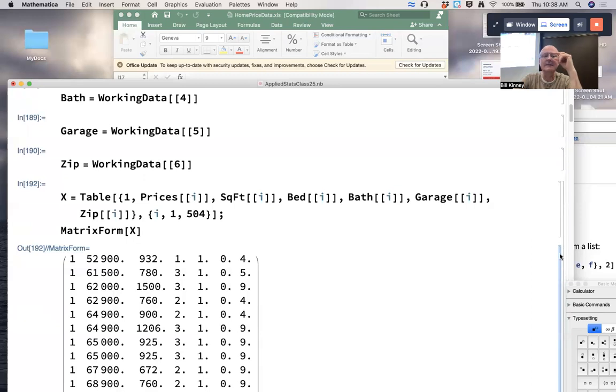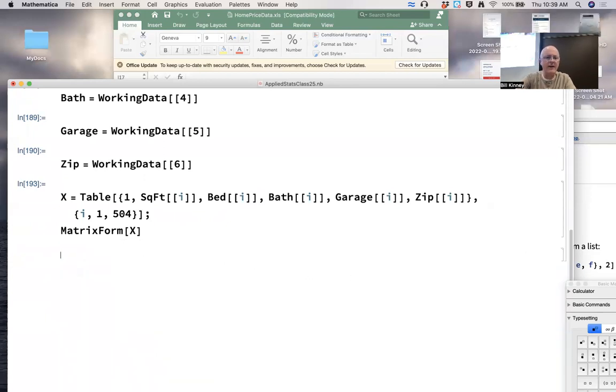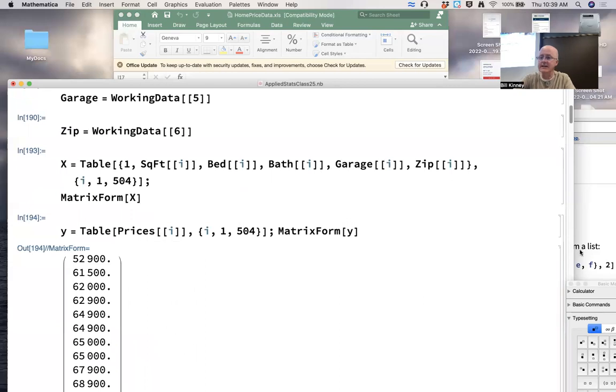That looks like capital X, right? Ones in the first column, the values of the first variable, square footage, in the second, the values of, no, these are prices. Wait, I didn't want the prices in there, did I? I don't want the prices in there, sorry. It's a 504 by 6 matrix. There we go, I got rid of the prices. The Y vector, I could just do the prices. It is being represented as a column vector, that's good.